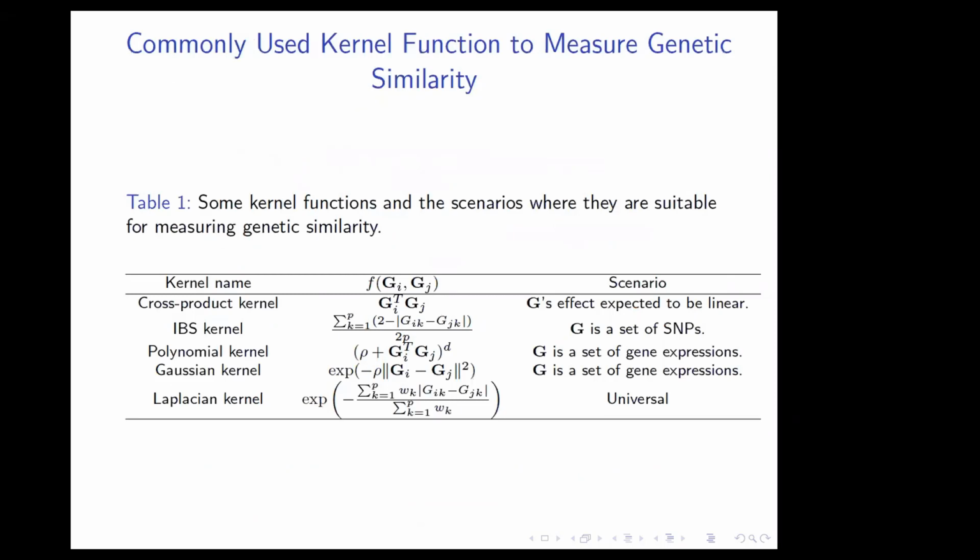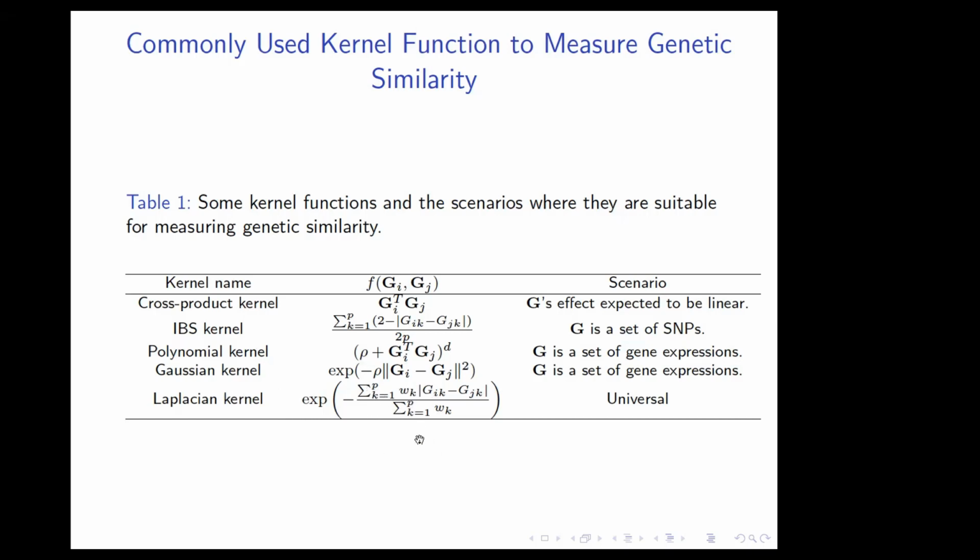The choice of this F function, the kernel function, does not affect the type I error, but it affects the power of the test. Its choice depends on the type of genetic markers and the effect form of genetic markers. If the effects of the genetic markers are expected to be normal or linear, then we can use this cross product kernel, also called linear kernel, as the F function. If G is a set of SNPs and they are not expected to have a linear effect, then we can use the IBS kernel as the F function. If G is a set of gene expression values, then we can use either polynomial kernel or Gaussian kernel as that F function. And finally, there is a universal kernel called Laplacian kernel that can be used anytime.